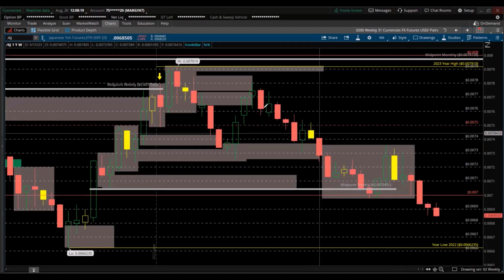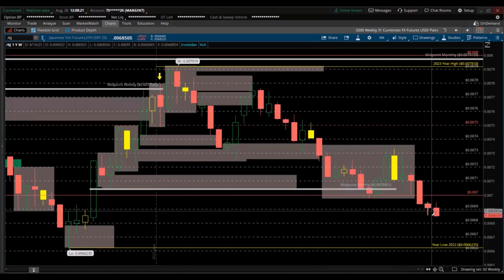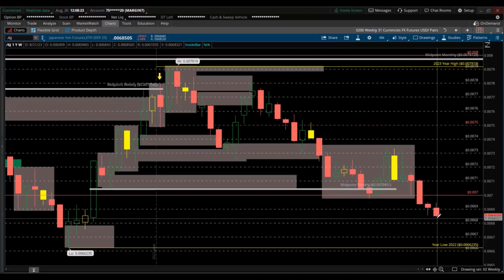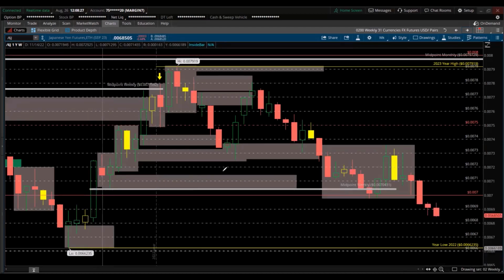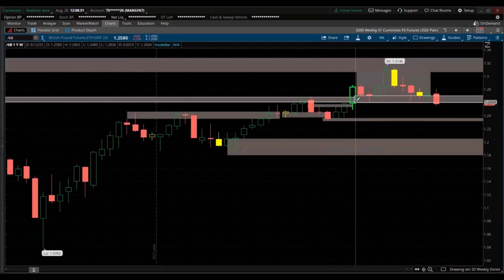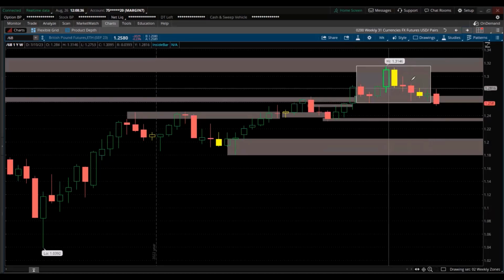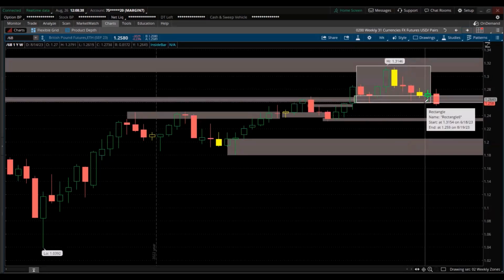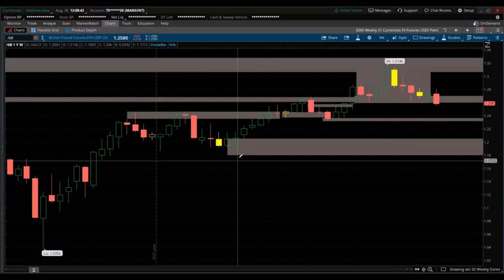So again, here's the Japanese yen. Here's the high for the year. It made a new low for the year against the US dollar, trending down, nearing the low of last year. Third, the British pound. Made a low, broke below the low of last week, broke below that consolidation, trending down against the US dollar. King dollar. Here's the low for the year.